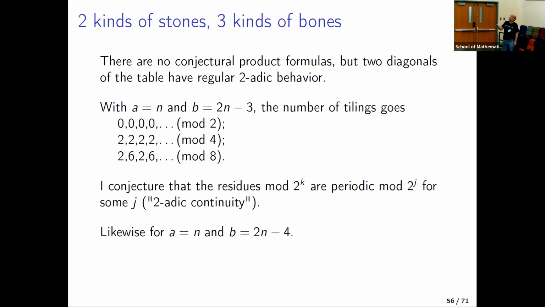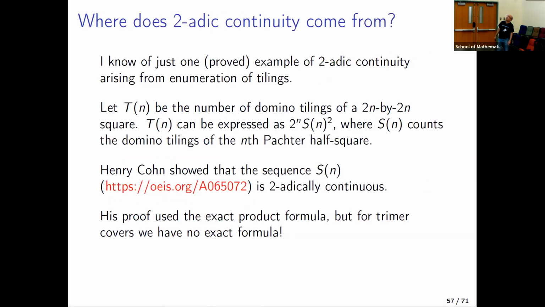So it's not really along the main diagonal where the most entropy lives, but it's still interesting. If you look at these numbers, the number of tilings goes, well, mod 2, it's always even. That calls for explanation. Mod 4, it's always 2. Mod 8, it alternates between 2 and 6. And the data suggest that the residues mod 2 to the k are periodic mod 2 to the j for some j, which is another way of saying that that sequence is two-adically continuous relative to the two-adic way of measuring distance. And the same is true when a equals n and b equals 2n minus 4. So why should that kind of phenomenon hold? Where might two-adic continuity come from?